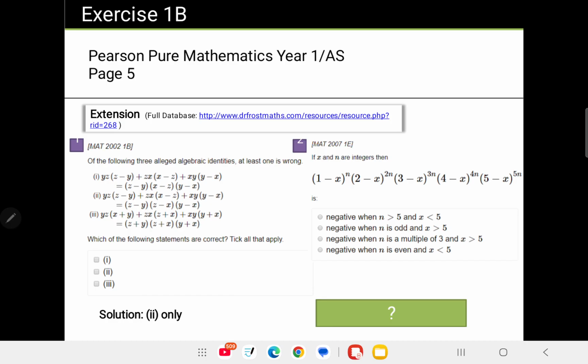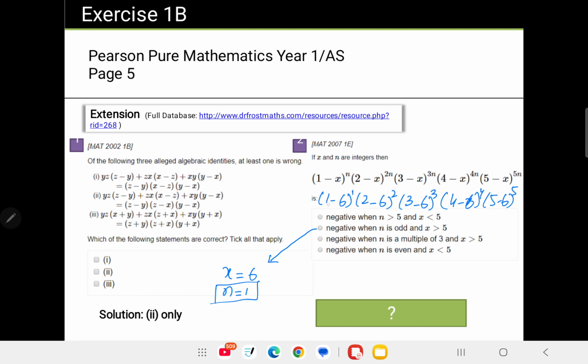So if x is more than 5, let's say x is 6, and since n is odd, let's say n is 1. In this result, if you replace x with 6, you get 1 minus 6, and putting n equals 1 in the power, 2 minus 6 power 2, 3 minus 6 power 3, 4 minus 6 power 4, and 5 minus 6 power 5. So we replaced x with 6 and n with 1, because n can be any odd number, and x should be more than 5. So we suppose x is 6.